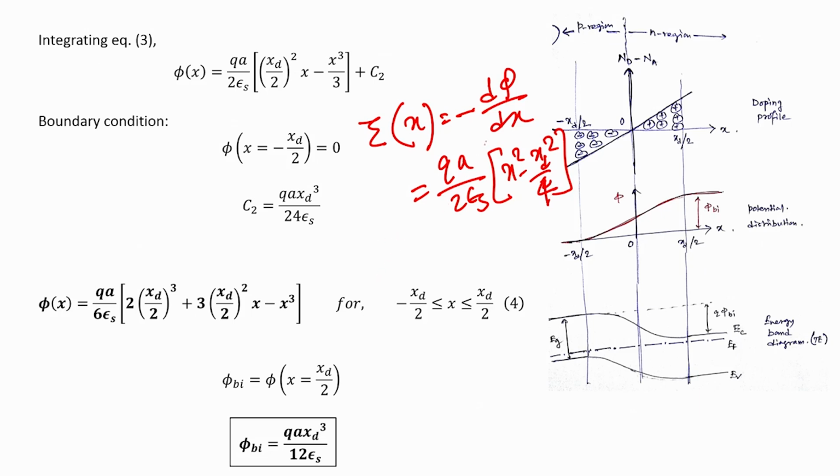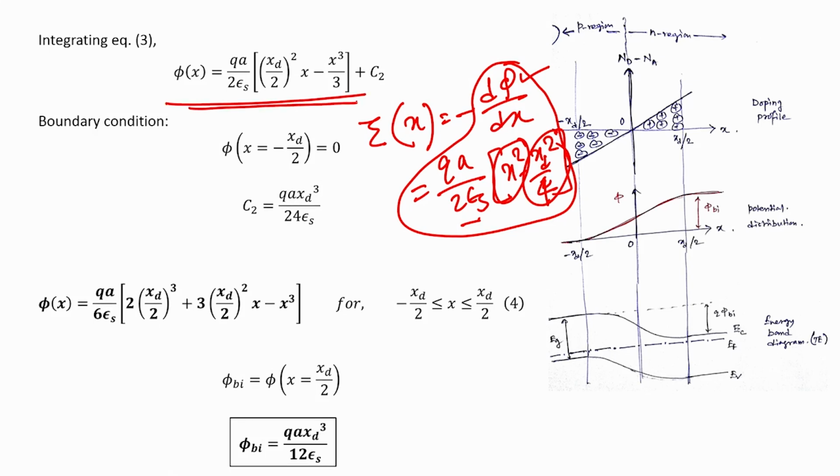Now you integrate this expression to find the potential phi. This is again a straightforward integration, and you will end up with qA by 2 epsilon s times: this term gives x cube by 3, and this term gives xd square by 4 into x. This is what comes here, along with an integration constant C2.